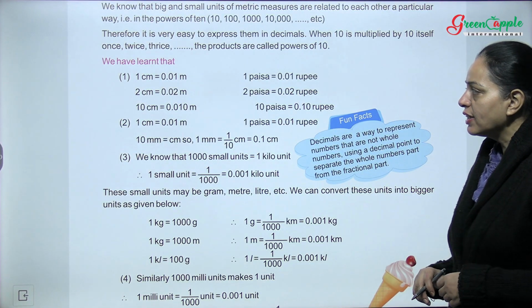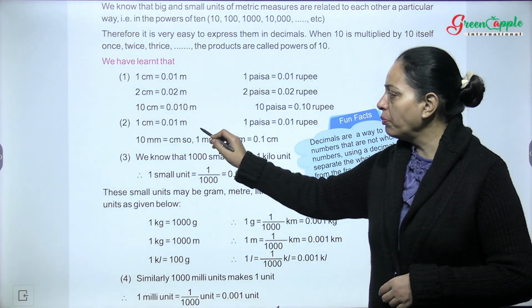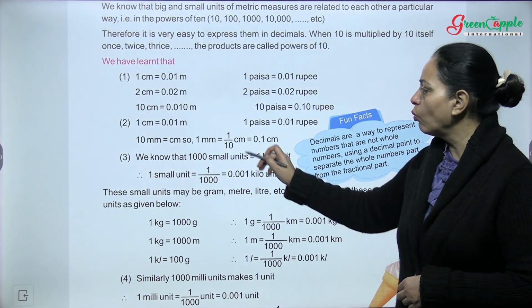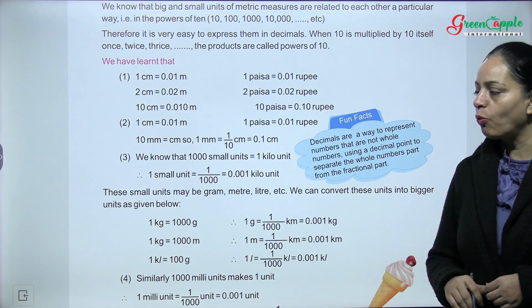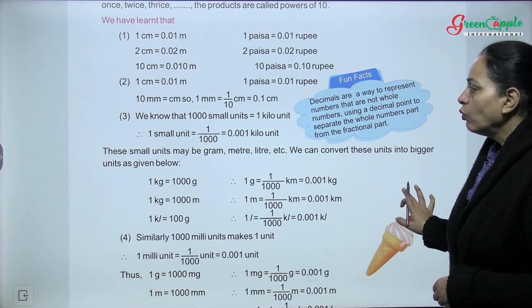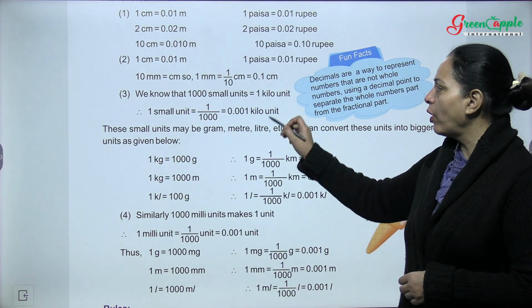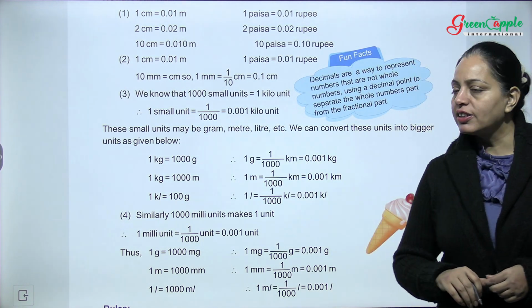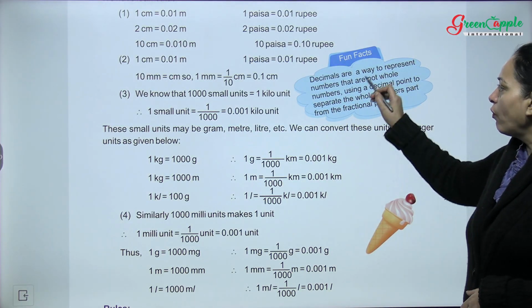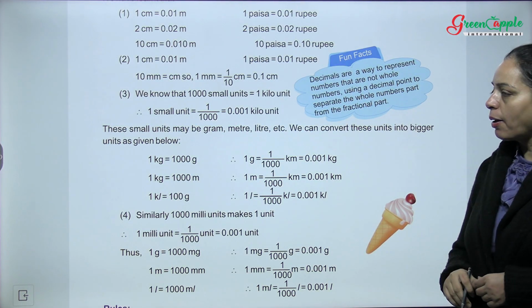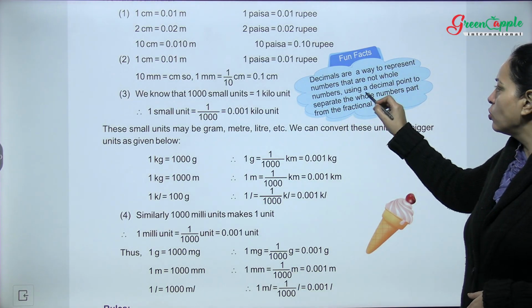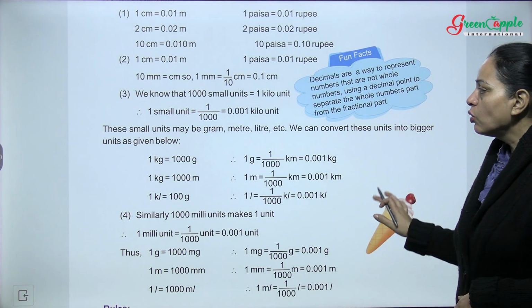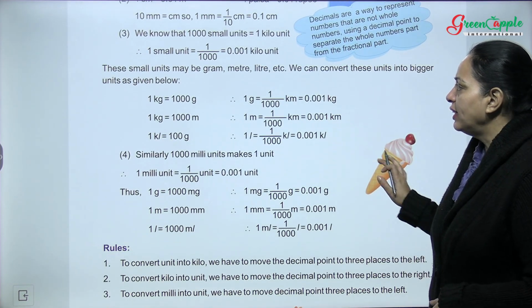Okay, now 1 centimeter, this is 0.01 meter. 10 millimeter equals 1 centimeter. So 1 millimeter equals 1 by 10 centimeter, that is 0.1 centimeter. So we know that 1000 small units make 1 kilo unit. 1 small unit equals 1 upon 1000, means 0.001 kilo unit. So fun fact, decimals are a way to represent numbers that are not whole numbers using a decimal point to separate the whole number part from the fractional part. So these small units may be gram, meter, liter, etc.